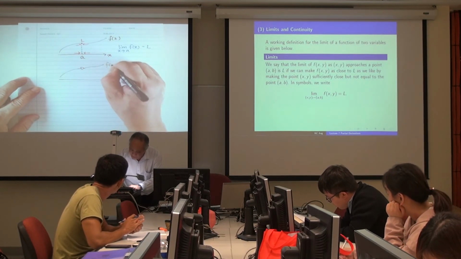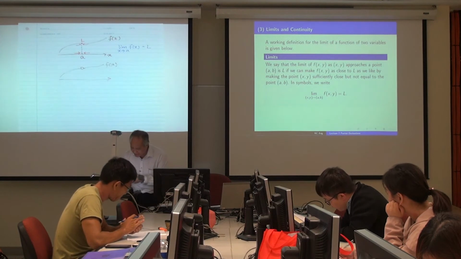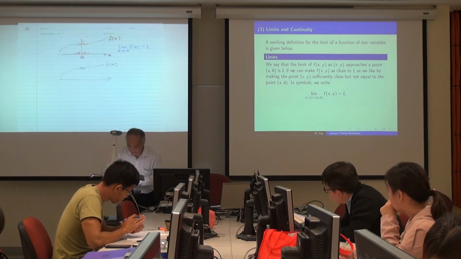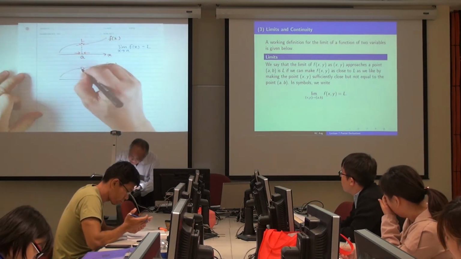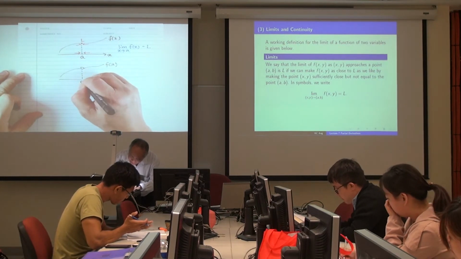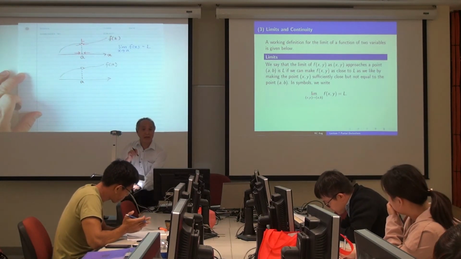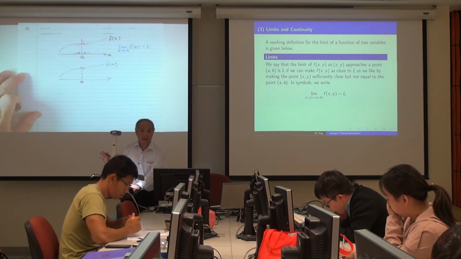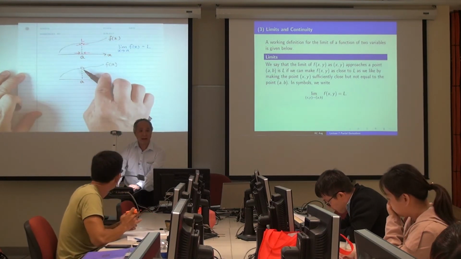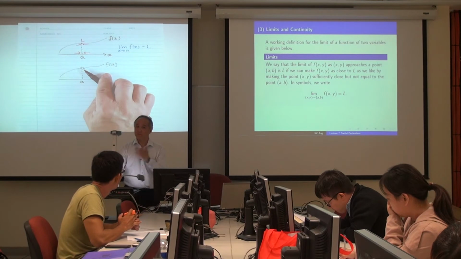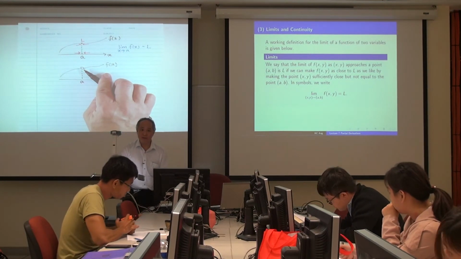This is my f of x, this is my A. Now, at x equals A, f of x is not defined, correct? There's a hole there. It's not defined. It's not continuous even at that point.